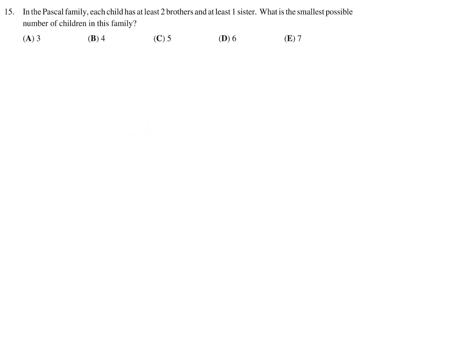In the Pascal family, each child has at least 2 brothers and at least 1 sister. What is the smallest possible number of children in this family? All right, let's just look at the answer choices and go from there. 3. Let's say there's only 3 children in the family. And let's see if the criteria can be met. We've got 2 brothers, 1 sister. Each child has at least 2 brothers. All right, well, the sister does indeed have 2 brothers. How about the brothers? Do they have at least 2 brothers? Well, no. That doesn't work, right? No problem. So 3's out.